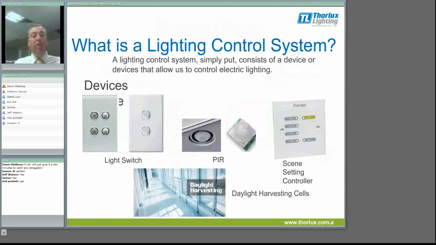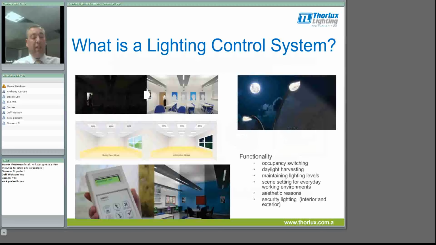So what is a control system? Well, simply, a control system is a device or devices that allow us to control electric lighting. So anything from a simple light switch through to PIRs, daylight harvesting cells, and complex scene setting devices.